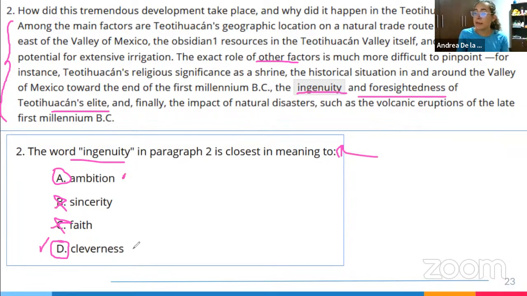And same thing happens with cleverness. The cleverness of the elite led or influenced the development of the city. It makes more sense to me than options B and C. So just by context, you could start eliminating a couple of options. And also, for example, in this case, we have another word. It says the ingenuity and foresightness of the Teotihuacan's elite. Do you guys know what foresightness means? Does anyone know? What is foresightness?